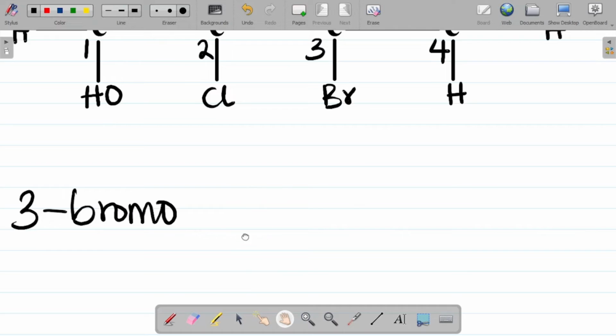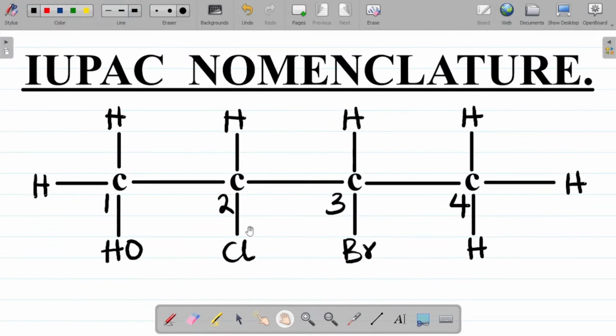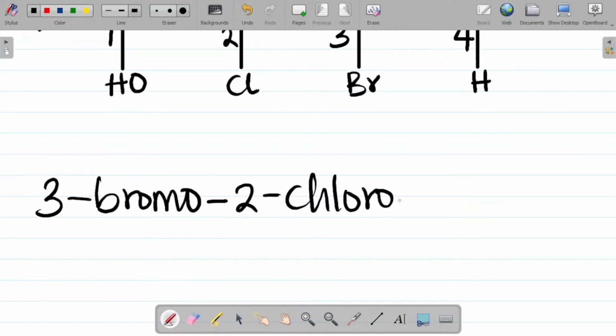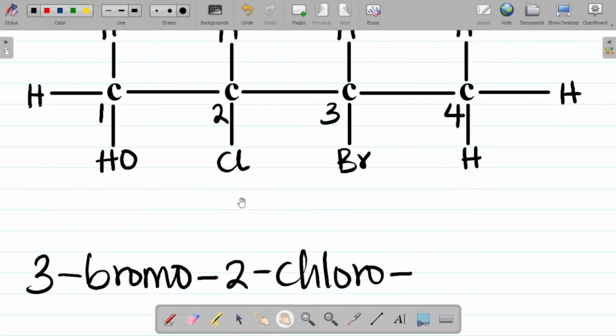Okay. Let's name the next substituent there. For this one here, also observe that the number 2 is attached to chlorine there. So it becomes 2-chloro. So I'm having 3-bromo, 2-chloro.